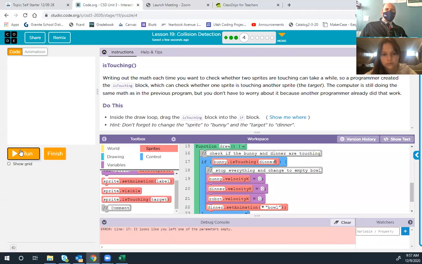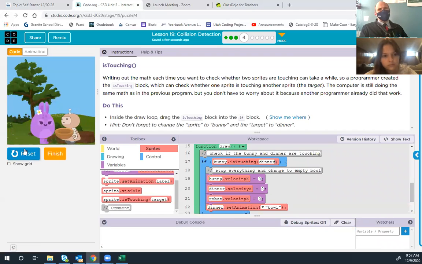Does it matter which one is the sprite and which one's the target? Not really. It's the same thing. It will matter when you're doing some other interactions, but if all you're doing is trying to figure out if they're touching, it doesn't matter which one's the target and which one's the sprite. Okay?